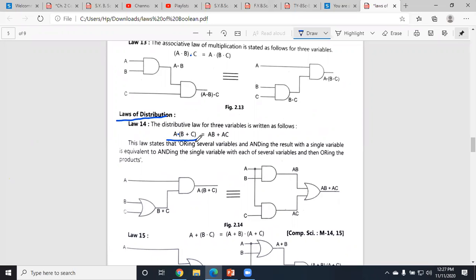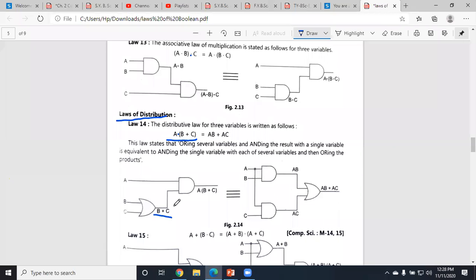To solve this bracket first, which gate I need to use? First, we will use OR gate. Why? Because we have to solve the bracket first. In bracket, there is an addition operation. So for addition, I'll use OR gate. What is that OR gate? B plus C. Correct. So I'm getting this.